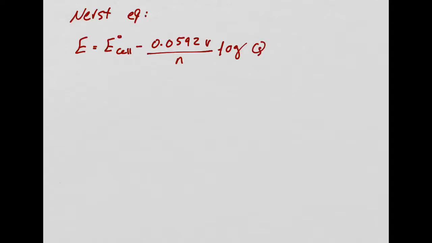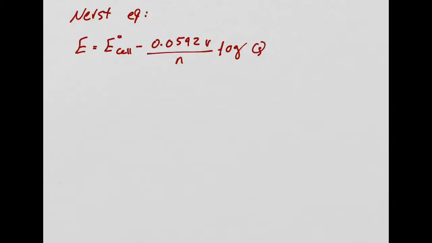So, my Nernst equation was E is equal to my standard E cell minus 0.0592 volt over n log of Q. That's the simplified version that we did. We put in all the constants that we know for sure and we can plug it in. All right, now let's do this.